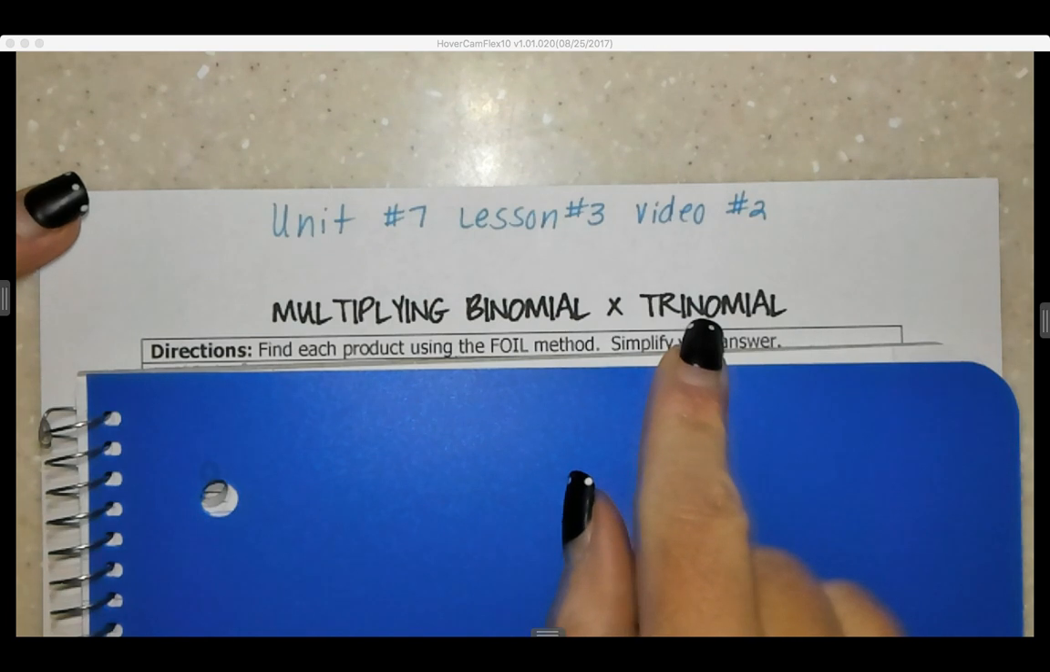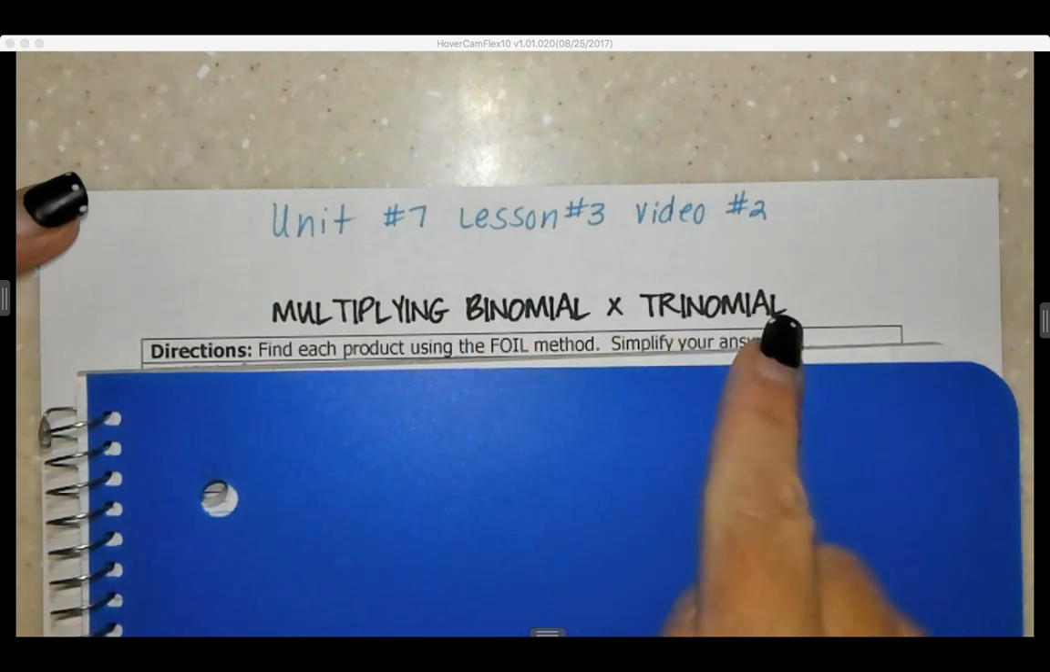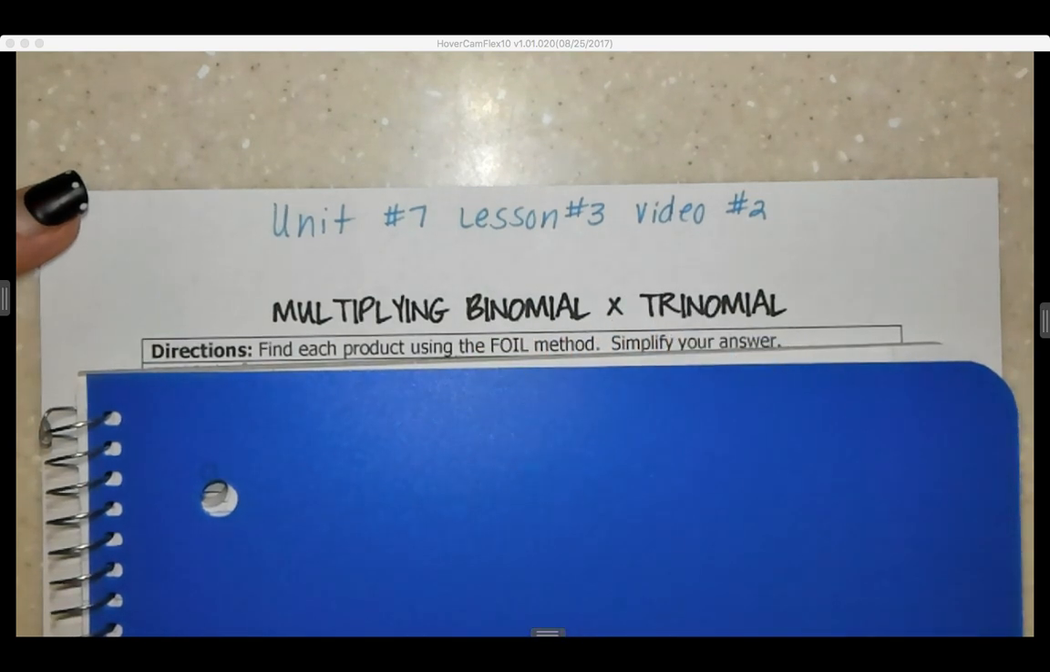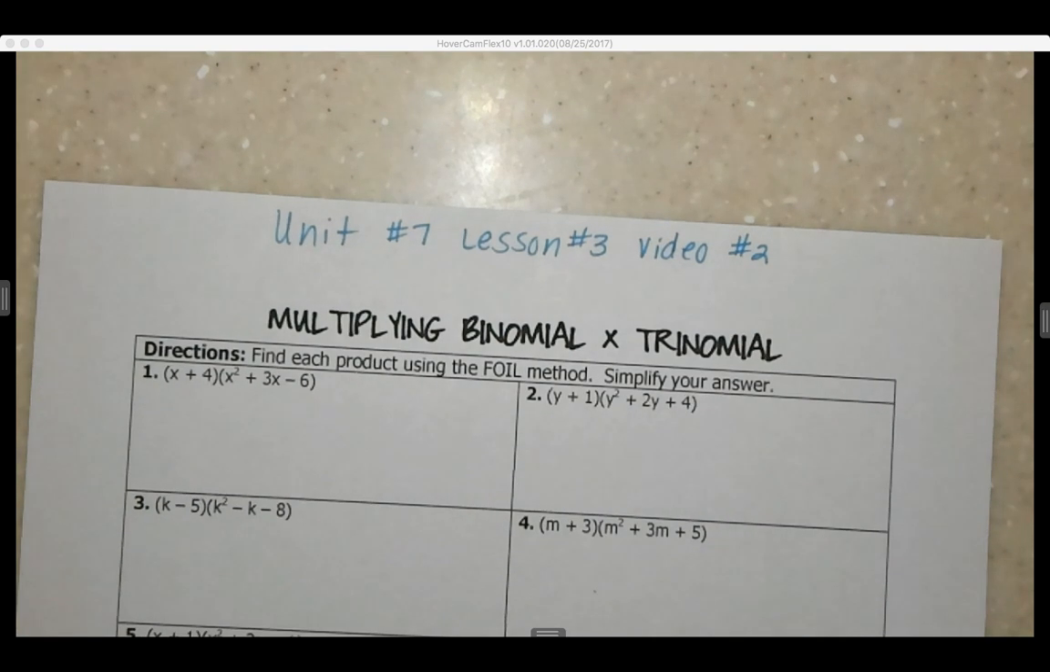It's not that it's difficult, it's just you've got to keep track of who from here is getting multiplied by who from here. There's no cute little acronym like FOIL method. Sorry, you just got to keep track. It says using FOIL method, but I don't call it that.